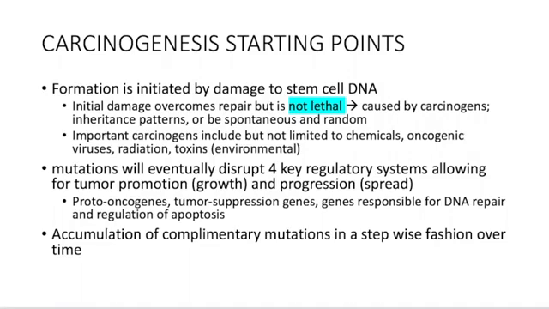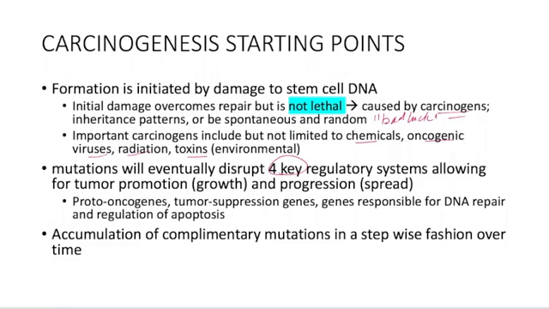It is caused by carcinogens, certain inheritance patterns, those would be your genetic, and then it can be spontaneous and random, and this is what we say as bad luck. The carcinogens are chemicals, oncogenic viruses, radiation, and toxins. And we had already talked about those high-yield carcinogens. So those mutations will eventually disrupt 4 key regulatory systems, allowing for tumor promotion and progression. So basically, we're going to get growth and spread.